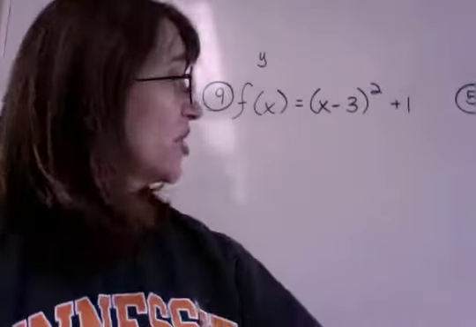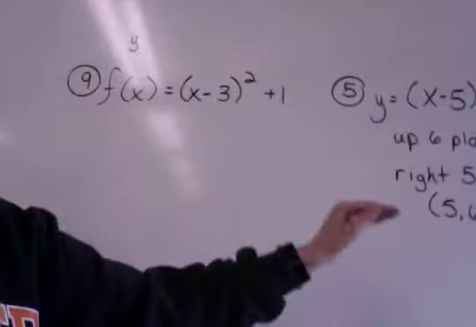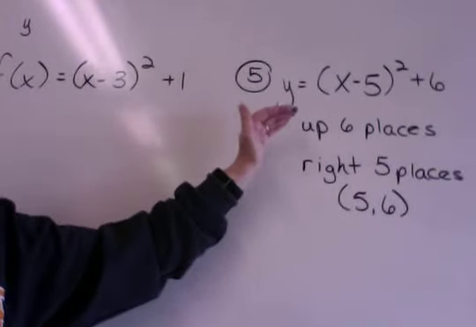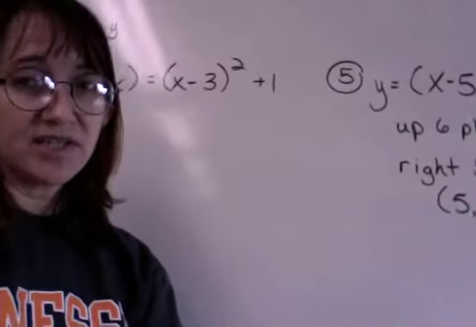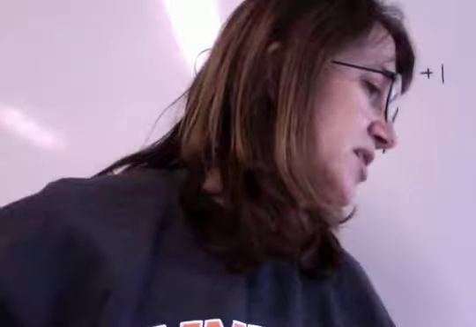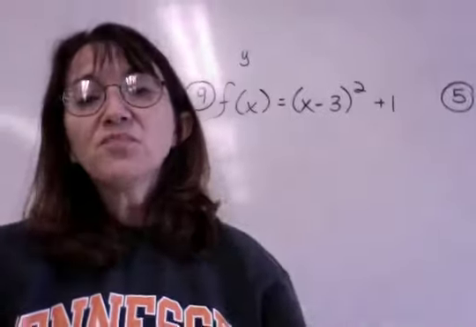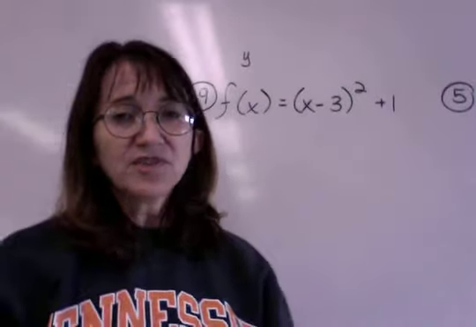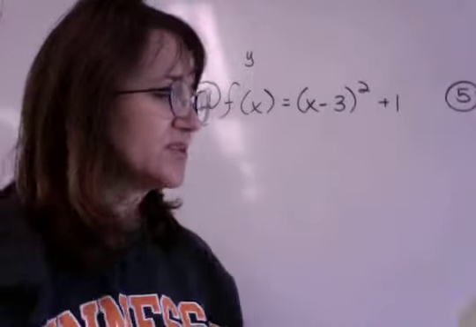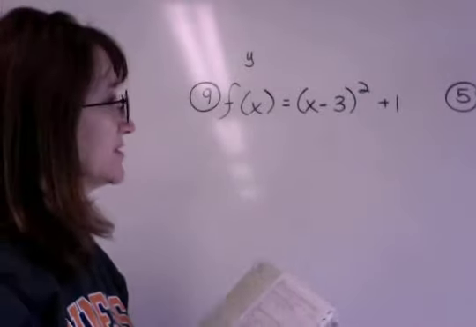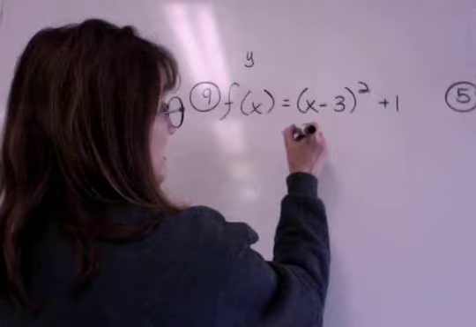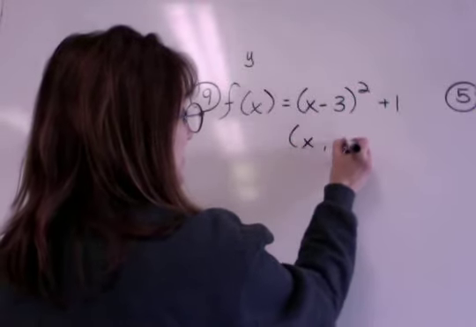And now this one's not asking me for the translation. It's not asking me for going up 6 places, right 5 places. That's a translation. This one is asking me for the vertex, or the point of inflection if it's a cubed function. So let's look at number 9. And that's me asking for the vertex.